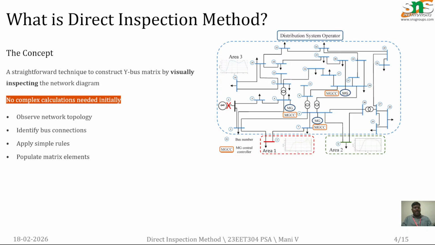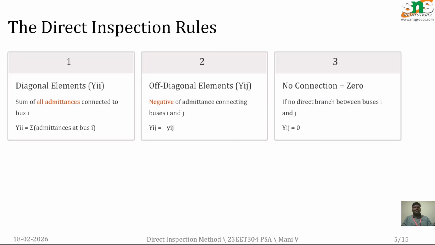Here no complex calculation is needed at the initial stage, and we can observe the network topology and identify the bus connections, whether it is a slack bus, generator bus, or load bus, etc. We can apply simple rules so that we can form the direct inspection matrix.